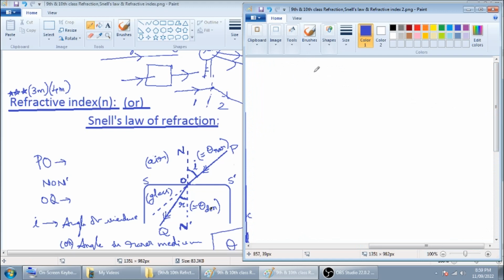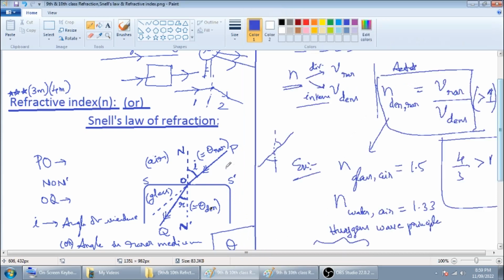So, now consider the relative refractive index. So, the refractive index of a denser medium with respect to a rarer medium. How is it defined in terms of the velocities of light? Already we have seen that. Just try to remember. The refractive index of a denser medium with respect to a rarer medium is what? Velocity of light in the rarer medium divided by velocity of light in the denser medium.